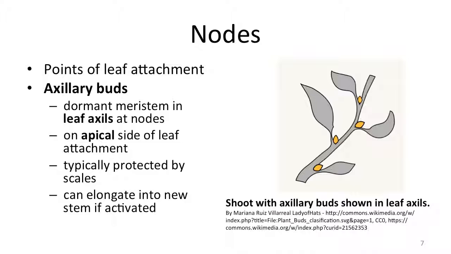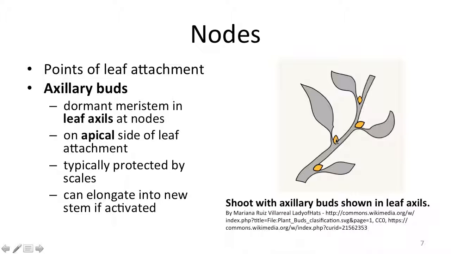So we've said that the nodes are the point of leaf attachment. There is another structure that occurs at each node. These are axillary buds. Axillary buds include a dormant meristem in the leaf axils. And the axillary bud, so the axil of the leaf is this angle right here. The axillary bud will always be on the apical side of that, towards the tip of the stem.